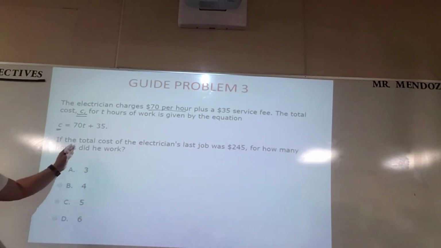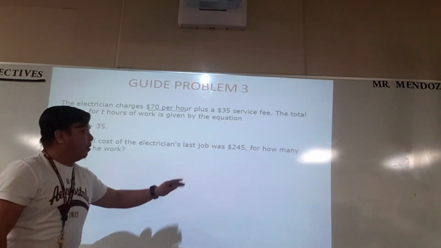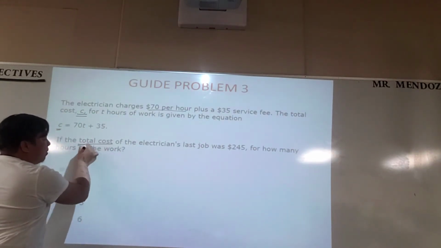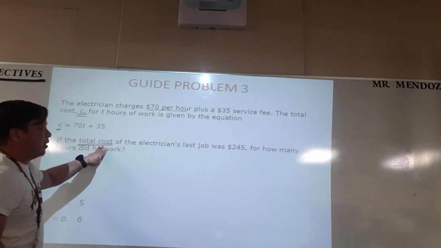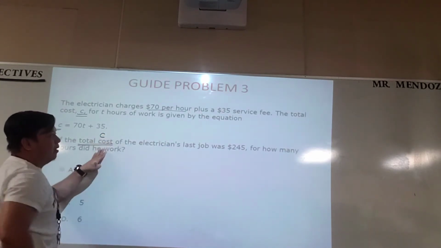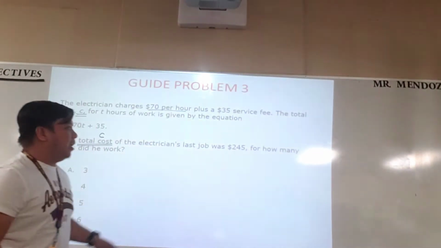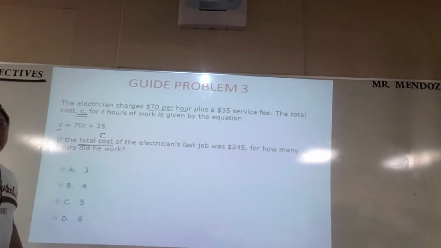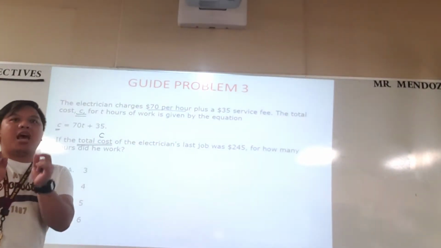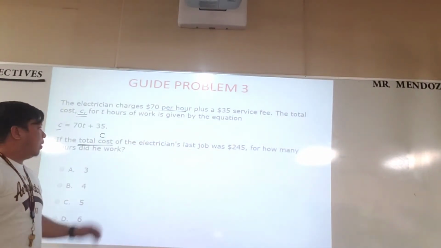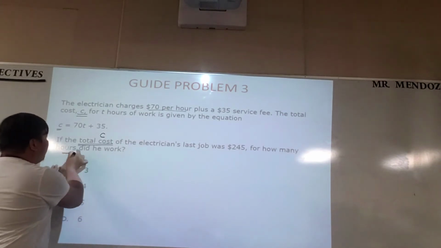So the total cost of the electrician's last job, which is basically the C, was $245. The question is, for how many hours did he work? How many hours did he work? So the question here is how many hours?